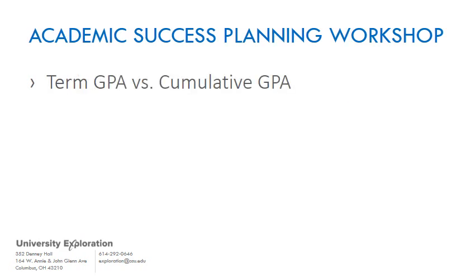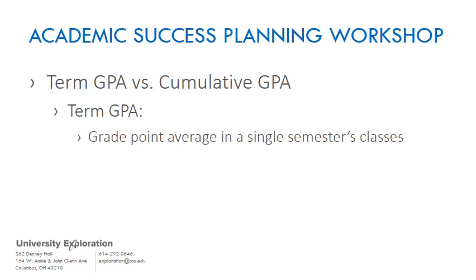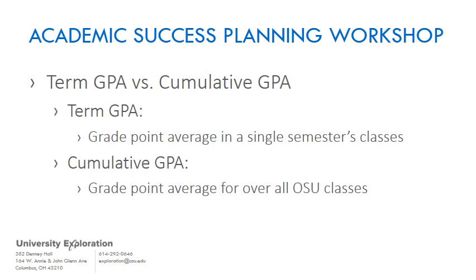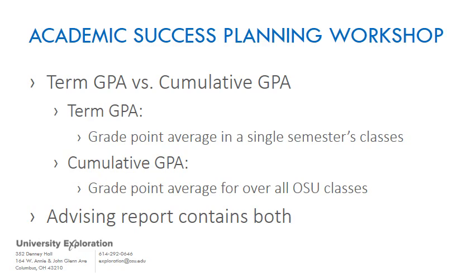You will hear the words term GPA and cumulative GPA frequently throughout this presentation. It is important that you understand the differences between them. Your term GPA is your grade point average for a specific semester's classes. Your cumulative GPA is your grade point average for all of the classes you have taken at Ohio State. You can look up these GPAs on your advising report.